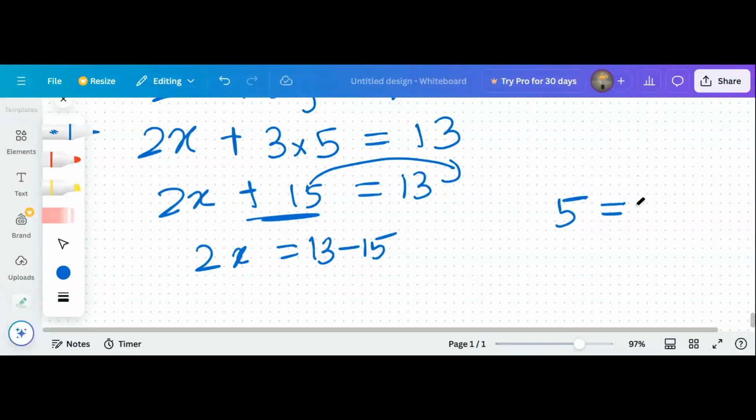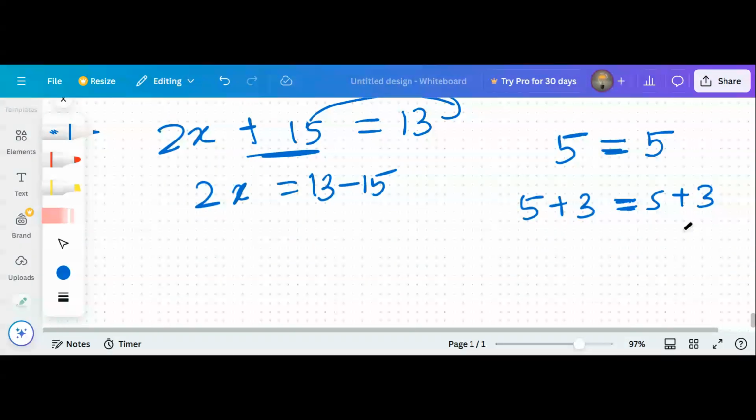Let's say 5 is equal to 5. Whatever you do on the left side, you have to do on the right side to maintain this equal. It means if you put plus 3 here, you have to put plus 3 on the other side also. Then 5 plus 3 is 8, and this side also 5 plus 3 is 8, so it will be equal. So whatever you do on the left side, you have to do on the right side.